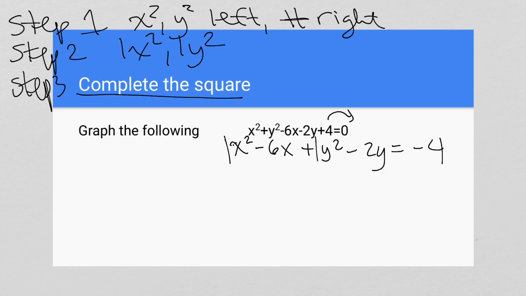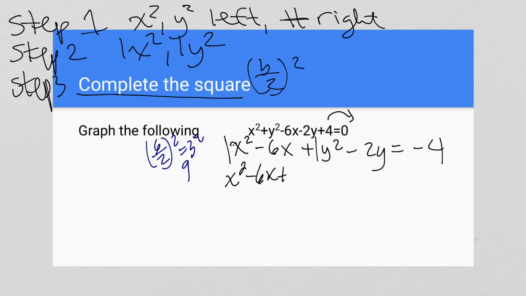Now we're going to do our completing the square. Step 3, we're going to complete the square. We take our b, divide it in half, and square it. Let's take a look at the x squared minus 6x. Our b was 6. Divide that in half and square it. So 3 squared is 9. That means I'm going to be adding 9 over here. And then for the other one, my b is -2. Divide that in half and square it. So (-1) squared is 1.